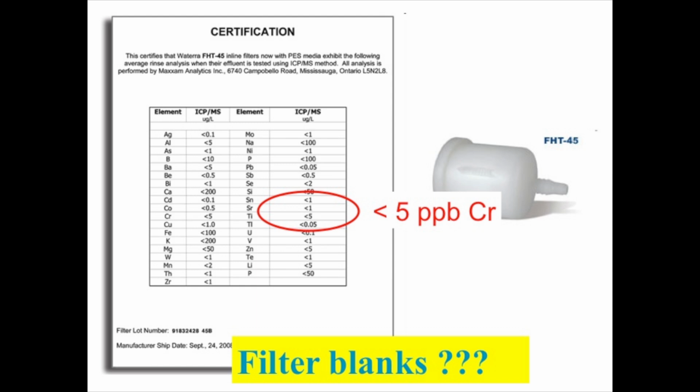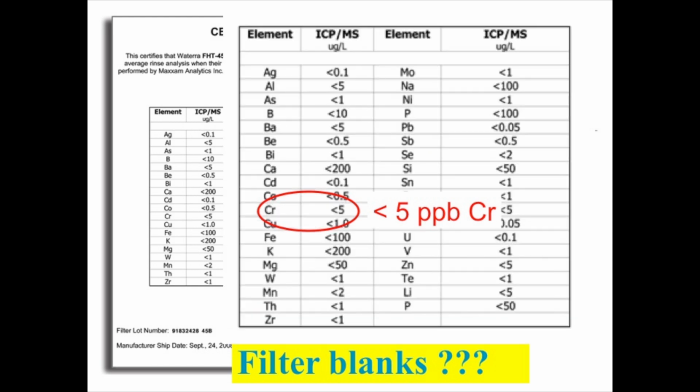What about the filter blanks? As I said, they filter the water samples to get rid of the particles. But if we look at the guarantee on this filter, it's guaranteed to have a blank value better than 5 parts per billion of chrome. How does this help when the chrome value in the water is orders of magnitude lower?